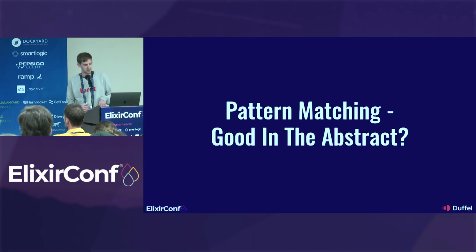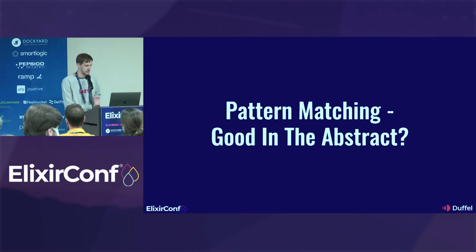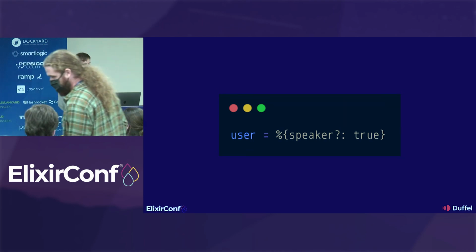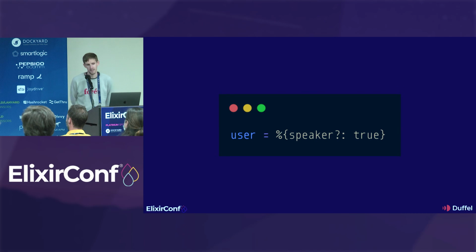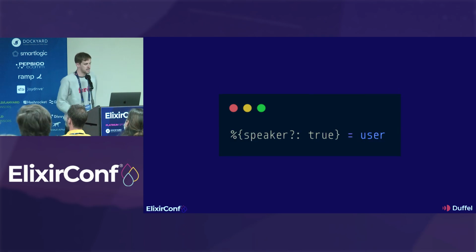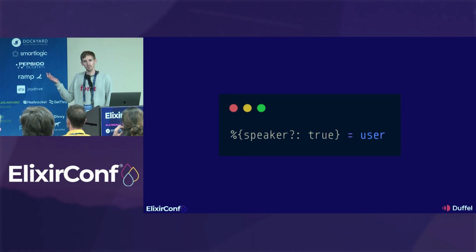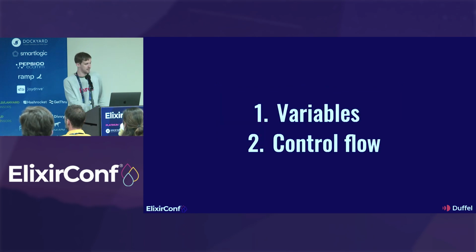Today we're going to be talking about pattern matching, and I'm asking this question: is it good in the abstract? When you first start Elixir, you see something like this, and you're like, cool, I know what that does, right? And then you see this, and you're like, hang on, that's backwards, right? And the reason is, it wasn't variable assignment that you saw, it was pattern matching. And it's a brave new world.